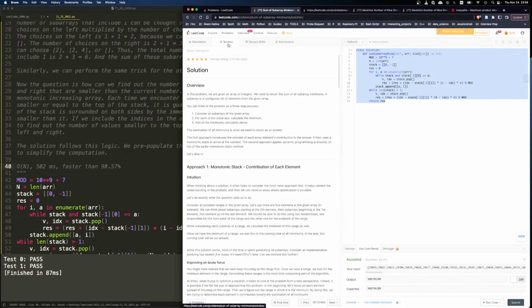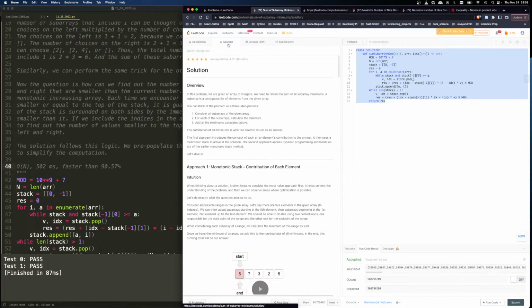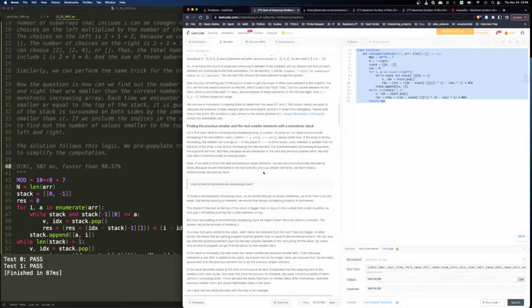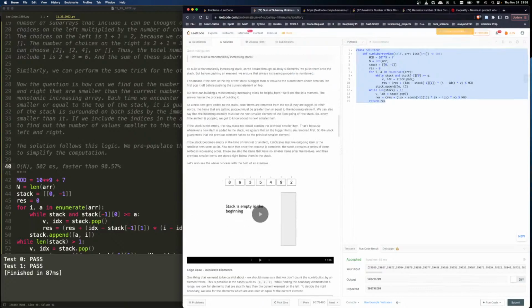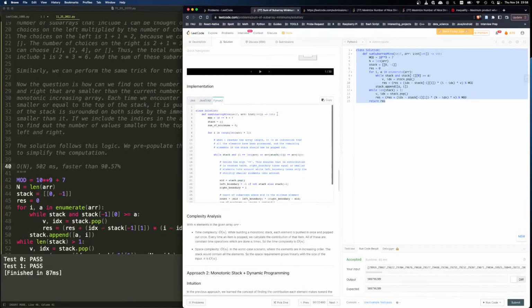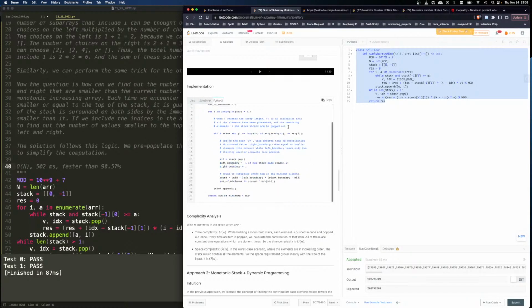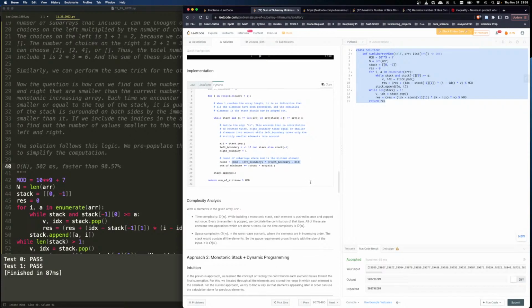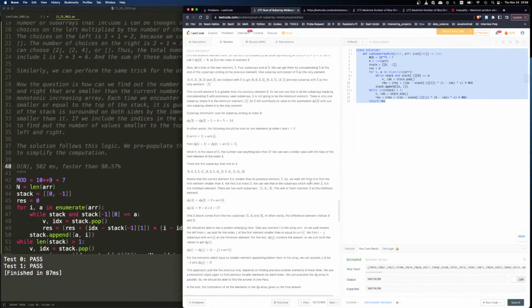Okay, now I can check the solution. Monotonic stack. I just want to see. Yeah, look at this. Monotonic stack and dynamic programming. Why would you need dynamic programming?